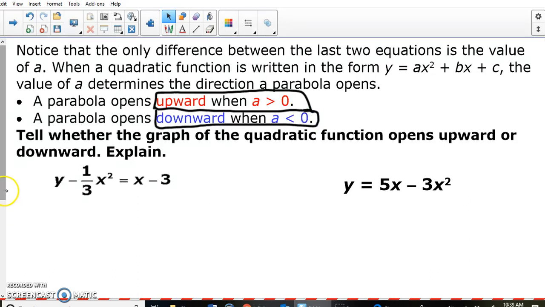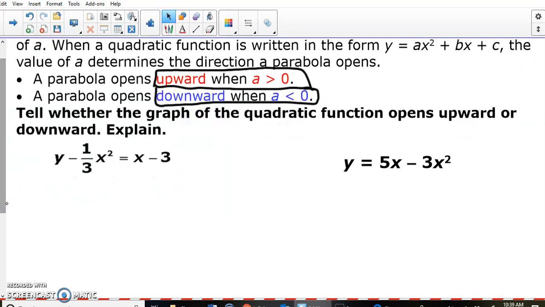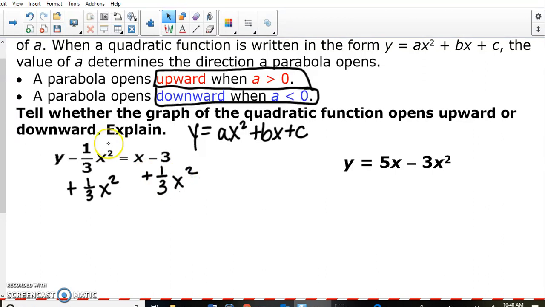Okay, so on all of these, we're going to need to first of all put them into standard form. So remember that our standard form looks like this: ax squared plus bx plus c. So we have to get y alone. Just like when we were doing linear equations, we have to get y alone first. So on this one, I'm going to add 1/3 x squared to both sides. So that way, that negative 1/3 x squared will go away from this side, and I'll be left with just y over here. And then I'll rewrite my equation in standard form then. So I'll have 1/3 x squared plus x minus 3.